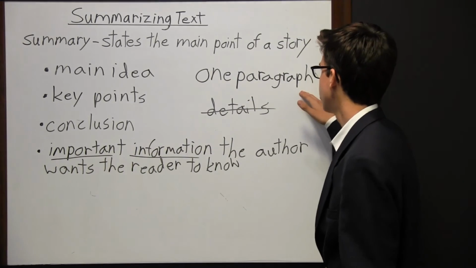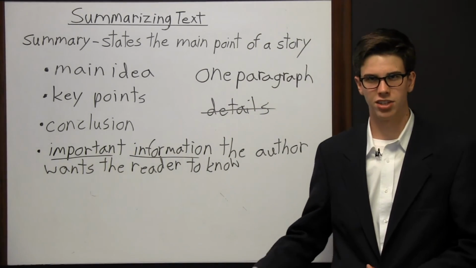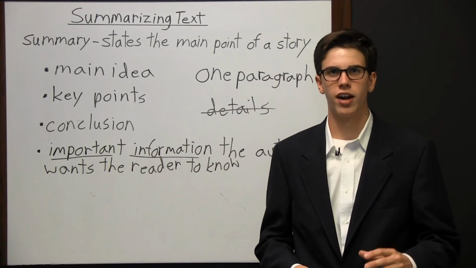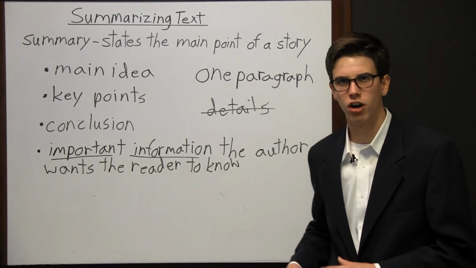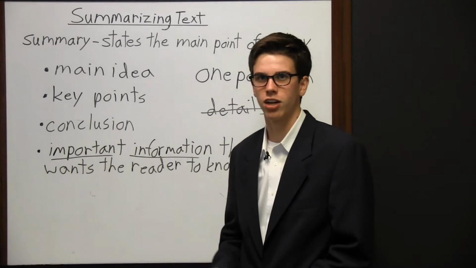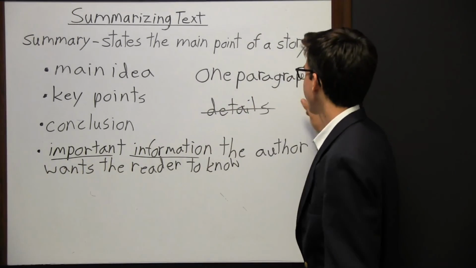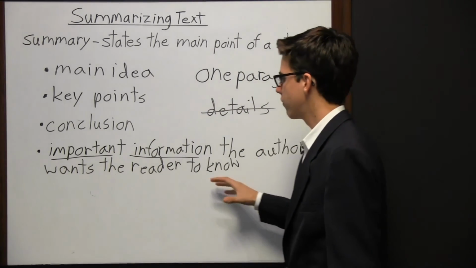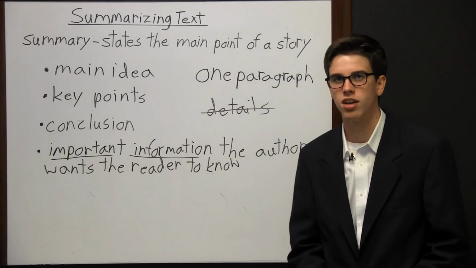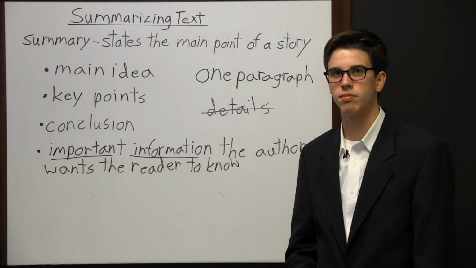So like I said, the summary is usually going to be one paragraph, but if it's a really long story that has lots of different settings, lots of different scenes, lots of different problems throughout the plot, you may need to write a paragraph for each main point or major part of the story. And then for that summary, you're going to write a few paragraphs, and then you're going to write a conclusion that's going to kind of summarize that whole story. And so only make a summary longer than one paragraph if you feel like you cannot include all the important information in one paragraph. So again, a summary states the main point of a story.